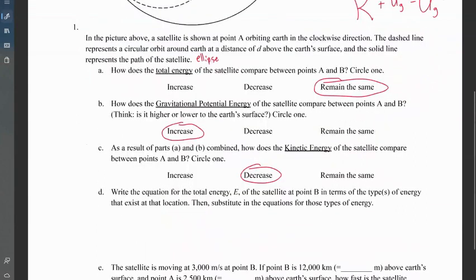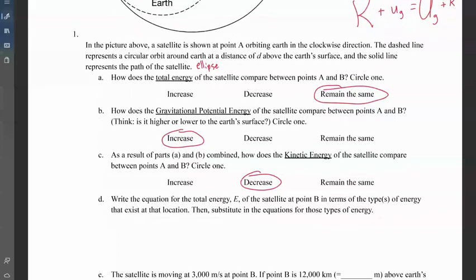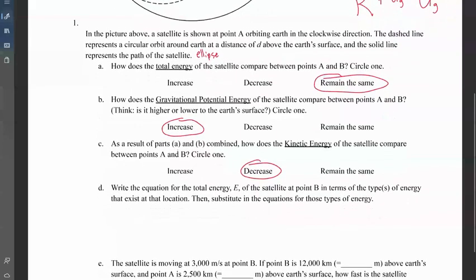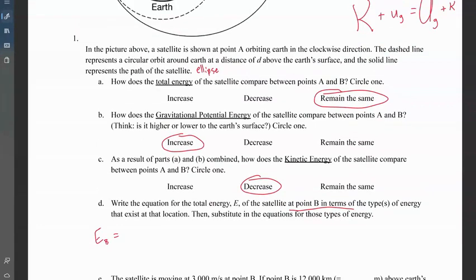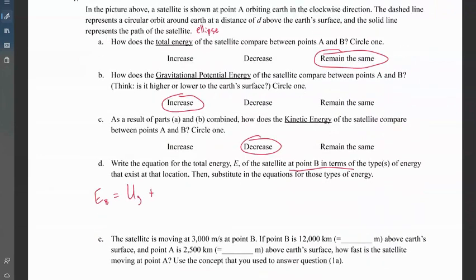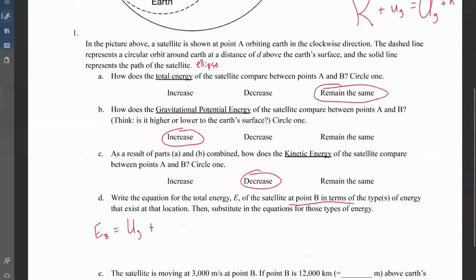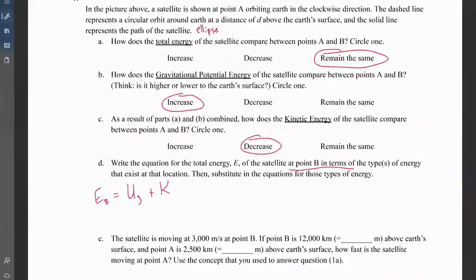All right. Write the equation for the total energy E of the satellite at point B in terms of the types of energy that exist at that location, then substitute in the equations for those types of energy. Okay, we're looking at the satellite at point B. Well, at point B, because it's far away, it has gravitational potential energy, and it's still moving. Otherwise, if it wasn't moving, it would just fall straight down to the surface of the Earth. So it has gravitational potential and kinetic. Okay, then substitute in equations.